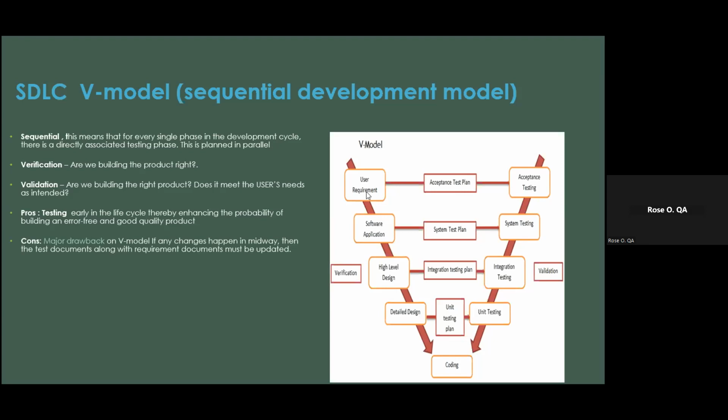In the V model, if changes happen midway, then the test documents done along with the requirement document must be updated. If the high level design is faulty, we have to go back to the beginning and start updating all these documents. It's mainly a drawback. It's time. And you will see the reason why we said it's a major drawback. So that takes us to the end of the V model.